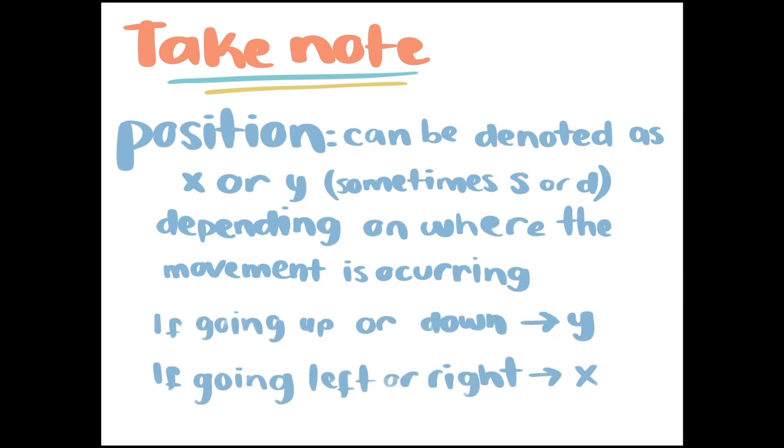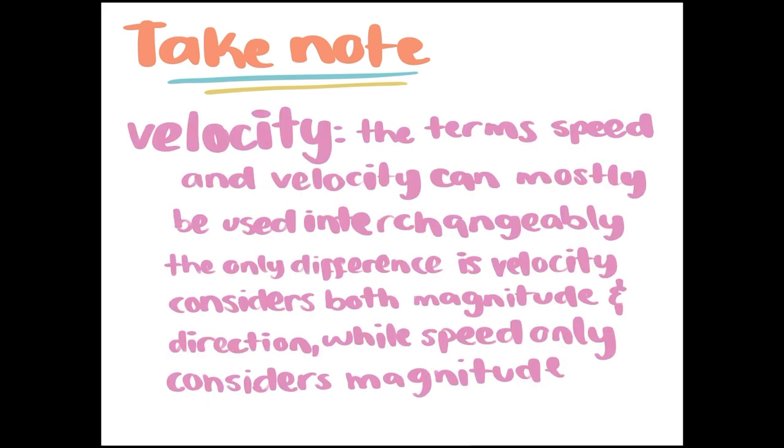Finally, these are some things to take note of. Notation for position can vary depending on the direction of movement. Usually for up or down movement we use Y, and for left or right movement we use X. Next, the terms velocity and speed are often used interchangeably. The only difference between the two is that velocity includes a direction and magnitude, while speed only includes magnitude without regard for direction. This is why we can express speed as the absolute value of velocity.